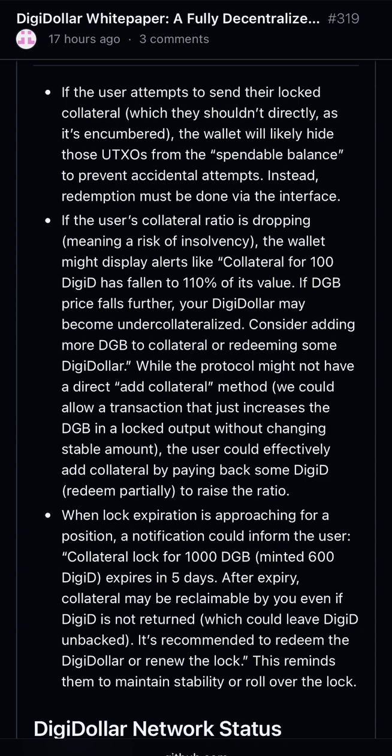If the user's collateral ratio is dropping, meaning a risk of insolvency, the wallet might display alerts like: collateral for 100 DigiDollar has fallen to 110% of its value. If DGB price falls further, your DigiDollar may become undercollateralized. Consider adding more DGB to collateral, or redeeming some DigiDollar. While the protocol might not have a direct add-collateral method, we could allow a transaction that just increases the DGB in a locked output without changing the stable amount. The user could effectively add collateral by paying back some DigiDollar, redeeming partially to raise the ratio.